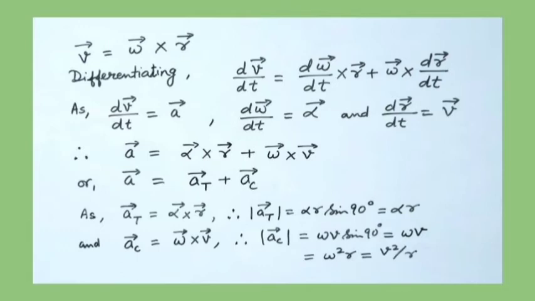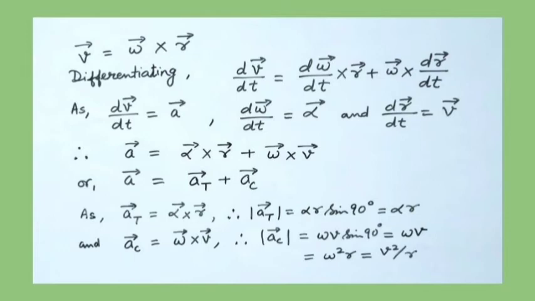Here we see that when omega is constant, d omega by dt is equal to 0. That is, tangential acceleration at is equal to 0. Hence, the acceleration of the object is only due to centripetal acceleration ac. When omega is 0, centripetal acceleration is 0, which means the object moves in a straight line.